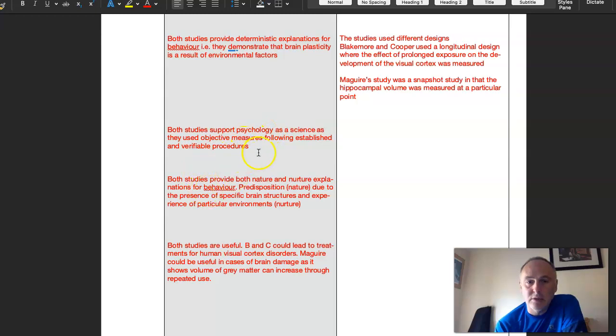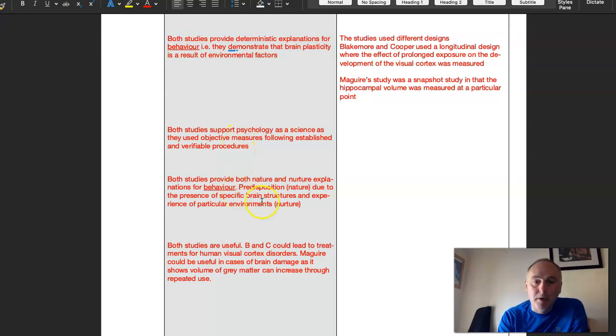Okay, let's go through these ones then. These are similarities, much easier to find the similarities with these two. Very, very similar investigations. Both studies support psychology as a science. I'm sure you all probably thought that straight away. Why? Because they have objective measures and established, verifiable procedures. You could have linked that one to the first one if you wanted to. You could have stuck psychology as a science on that one. But if you can get more than one out of this, then why not?